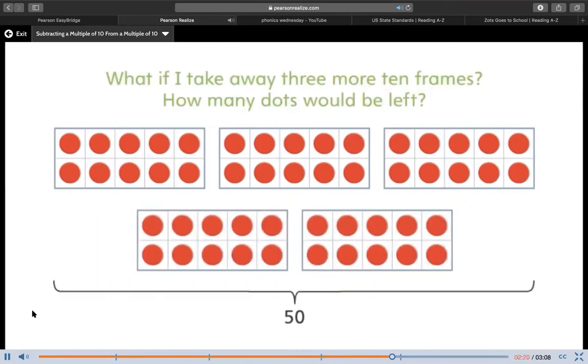What if I take away 3 more 10 frames? How many dots would be left? All right, so we have 50 dots, or 5 groups of 10. If we take away 3 of these 10 frames, how many would be left? How many dots would be left? And how many groups of 10 would be left?